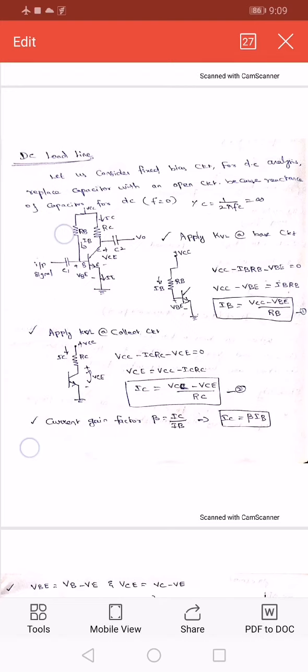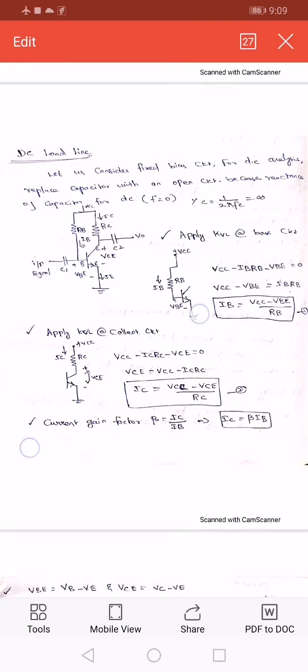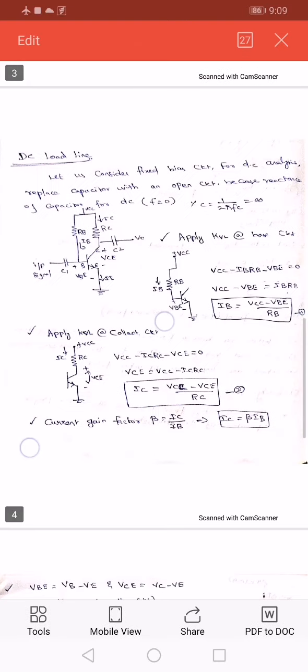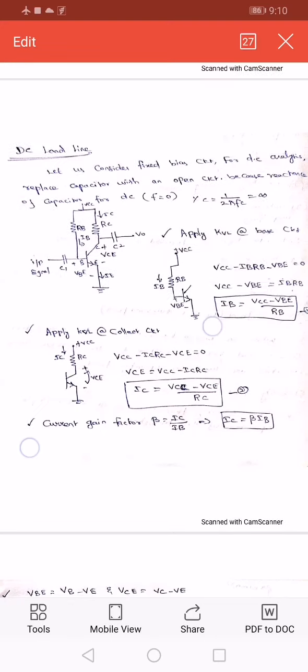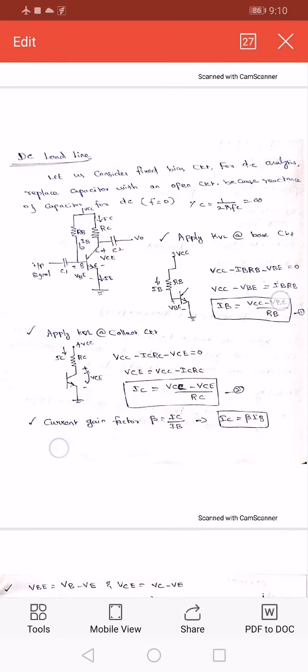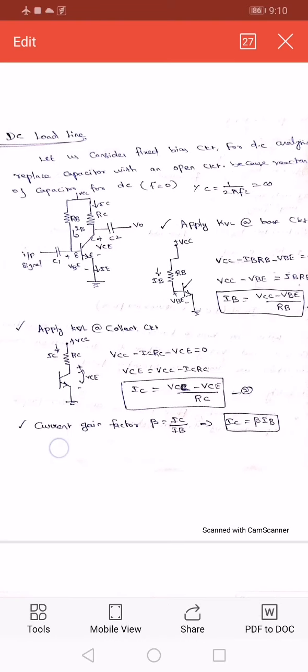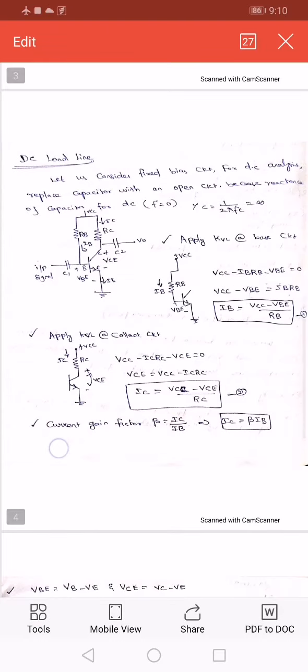So in that circuit we first consider the input circuit, that is the base circuit. Here we are going to apply KVL, Kirchhoff voltage law: total voltage around the loop equals 0. So VCC minus IBRB minus VBE equals 0. From that equation, VCC minus VBE equals IBRB. So the base current IB equals VCC minus VBE by RB. This is equation 1. And then consider the output circuit, that is the output loop, the collector circuit.